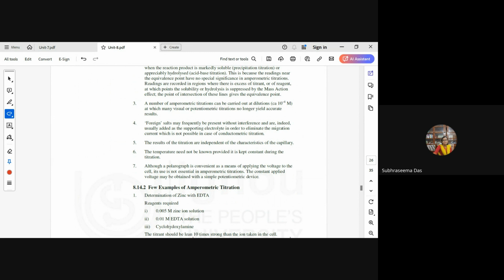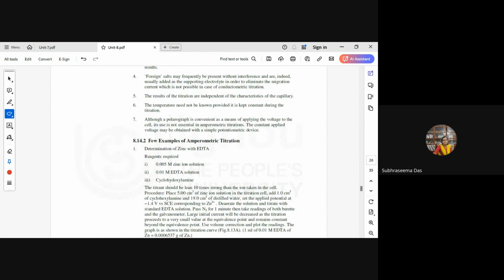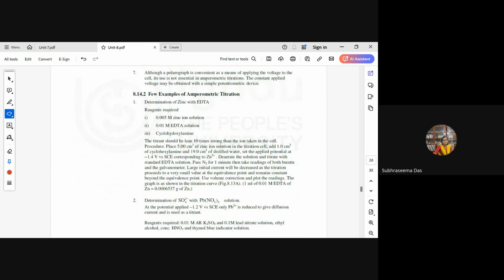The results of the titration are independent of the characteristics of the capillary that is used. The temperature need not be known, provided it is kept constant during the titration. Although a polarograph is a convenient means of applying a voltage, it is not essential in amperometric titrations. The constant applied voltage may be obtained by using very simple potentiometric devices.